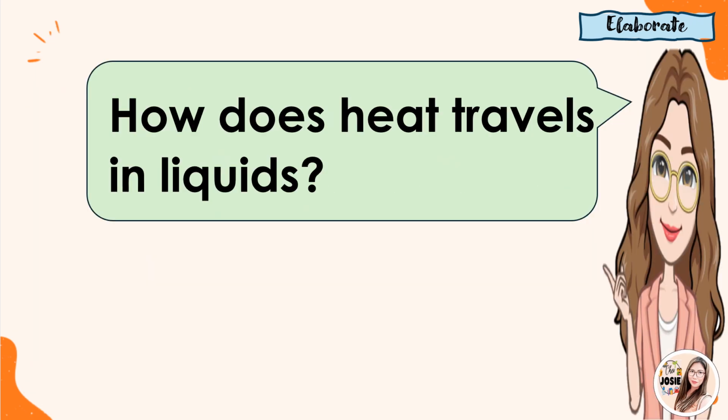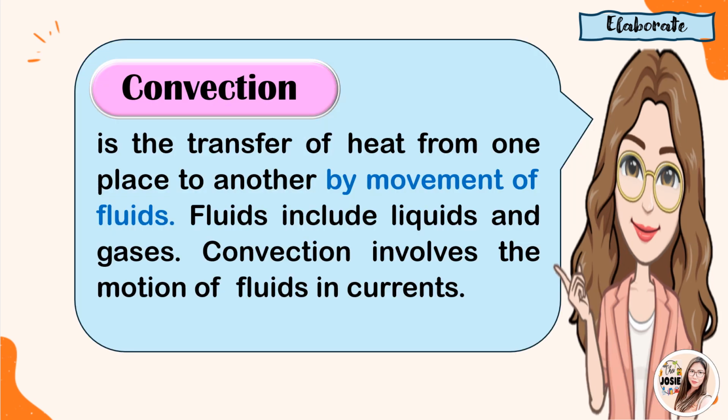How does heat travel in liquids? You're right. It travels slowly. The transfer of heat from one place to another by movement of fluids is what we call convection. Fluids include liquids and gases. Convection involves the motion of fluids in currents.